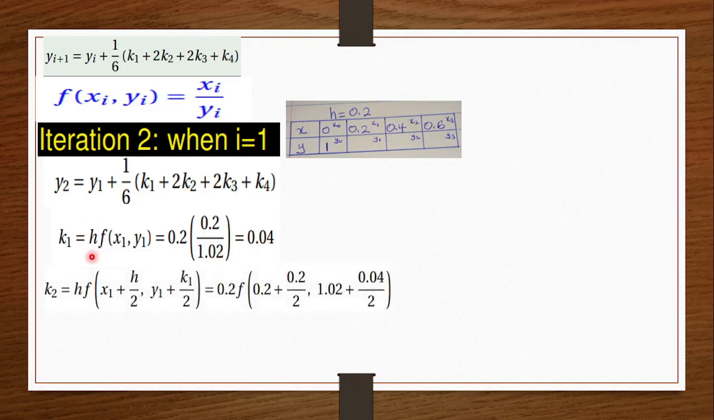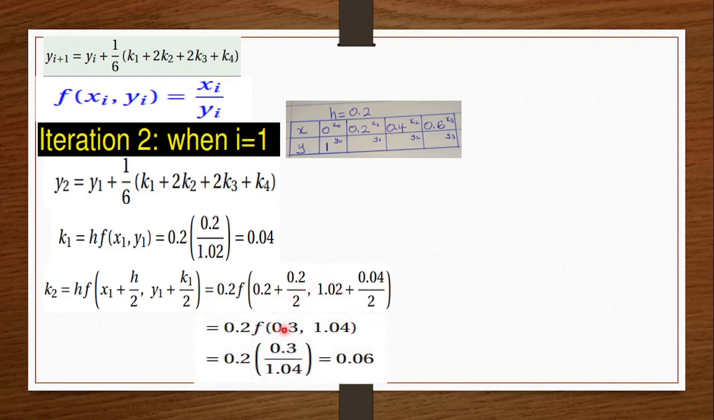Then again, we're going to find the value for k2. So this is the formula for k2. Again, we have h, and inside here we know the value for h, and we know the value for x1, which is 0.2. We put it inside over here. Then we have to simplify this big bracket here. When you do that, you're going to get 0.3 and 1.04. So within this function, we divide it according to the formula we have on top here, then multiply by the h value, which is 0.2. And then we have our k2 value, which is 0.06.